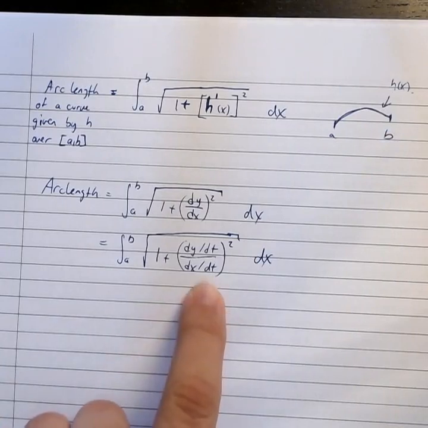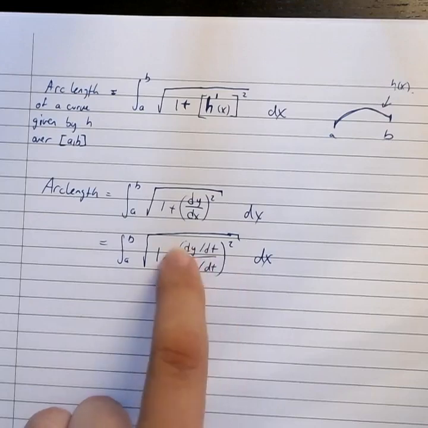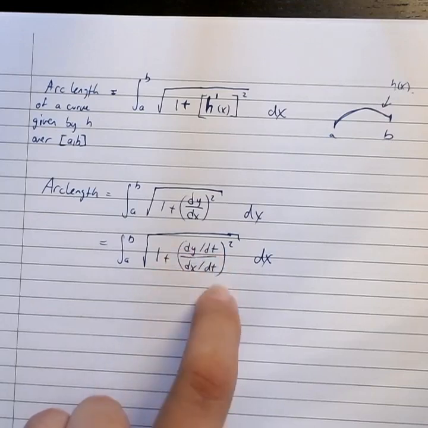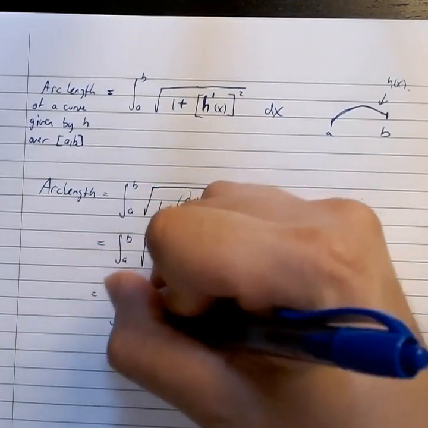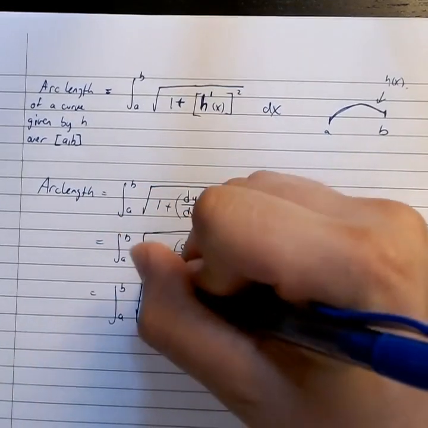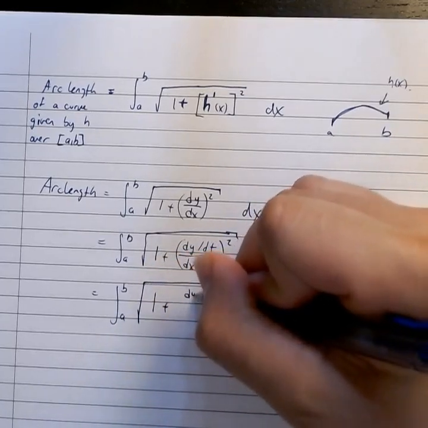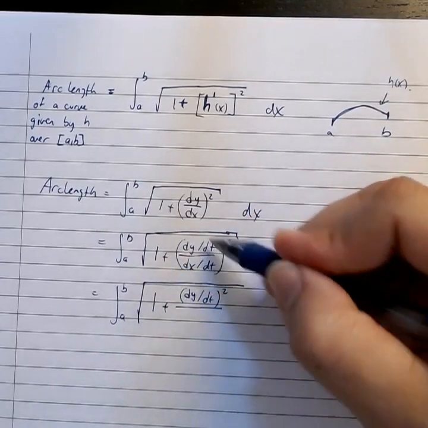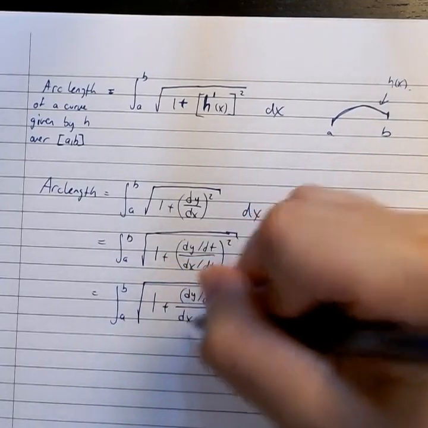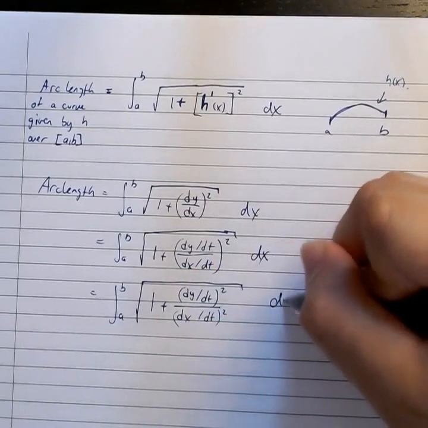Well, that can be written, after all, this is a fraction. This literally is just one derivative divided by another derivative. So if I square it, I can just square the top and bottom separately. So I can write this as the integral from a to b of the square root of 1 plus (dy/dt) squared over (dx/dt) squared dx, like that.